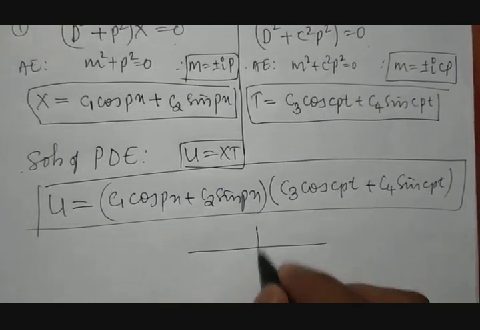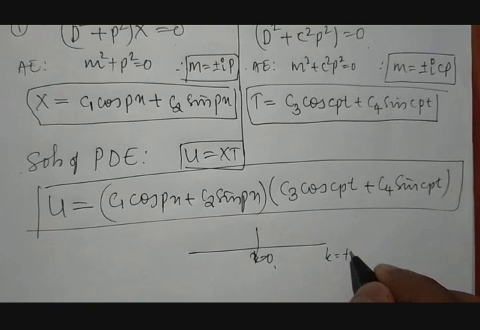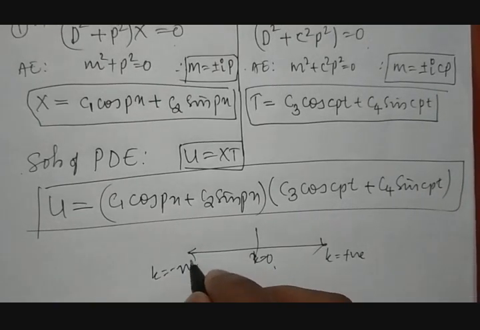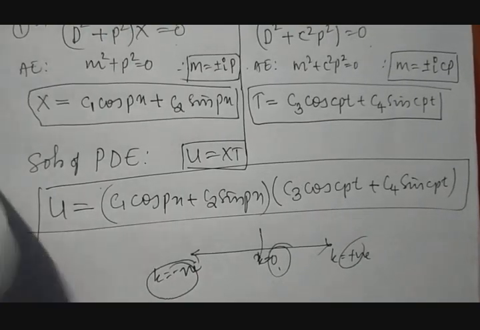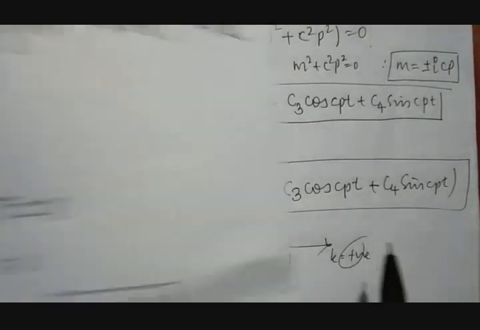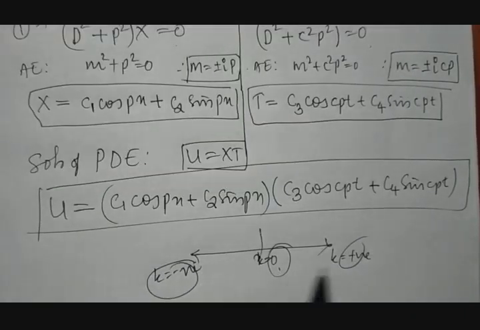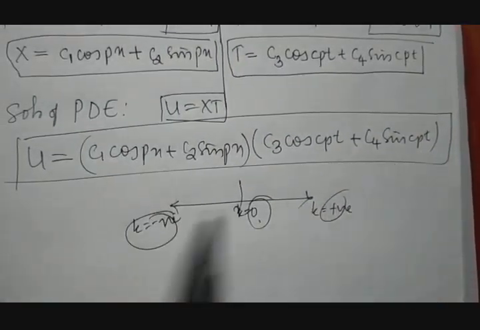Means k is equal to 0, k is positive, and k is negative. So these are the results. First, if k is equal to 0, this will be the solution. If k is positive, this will be the solution. If k is negative, this will be the solution.